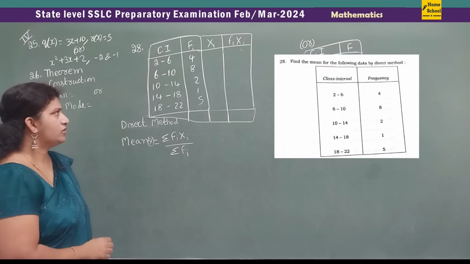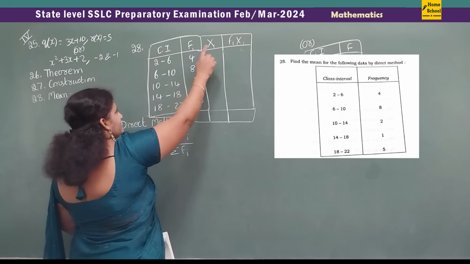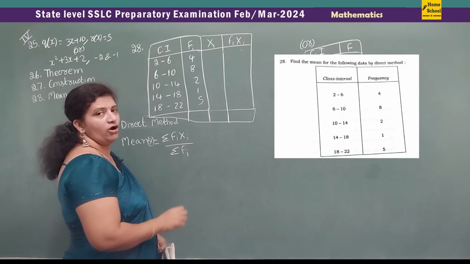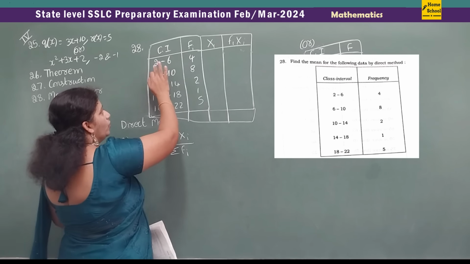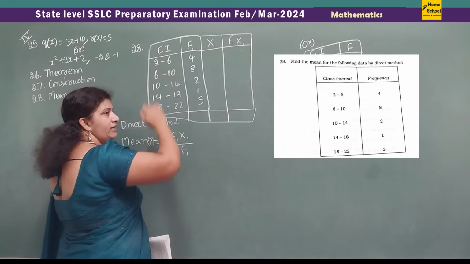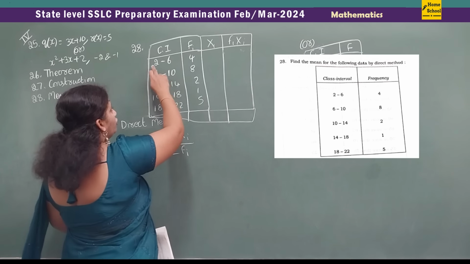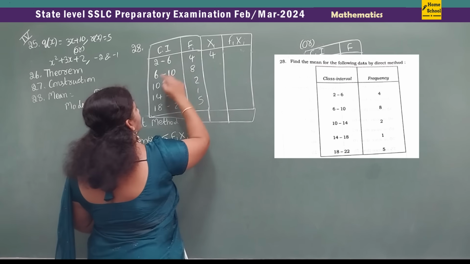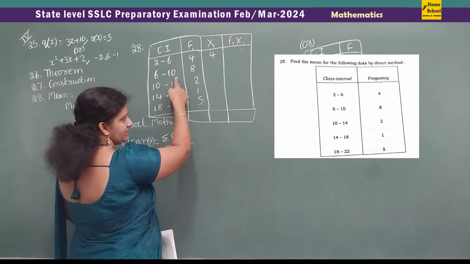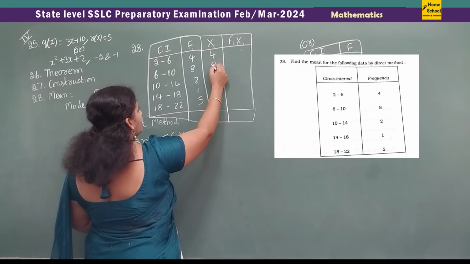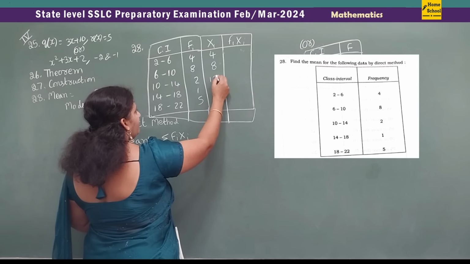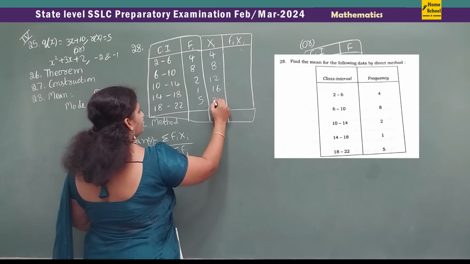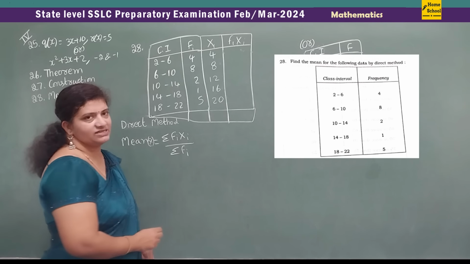Okay, so xi is a class mark. How do we get class mark? Lower limit plus upper limit by 2. 2 plus 6 is 8, 8 by 2 is 4. 6 plus 10 is 16, 16 by 2 is 8. Similarly, we can write the next ones. Okay, these are the class marks.